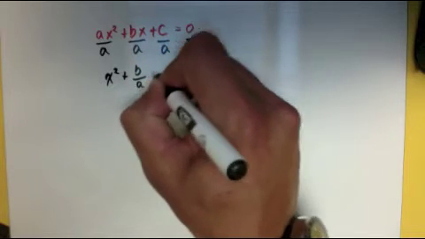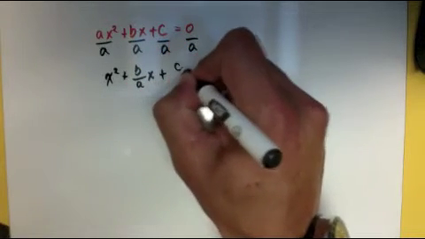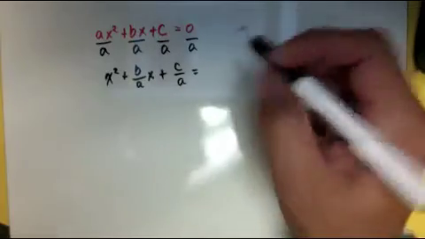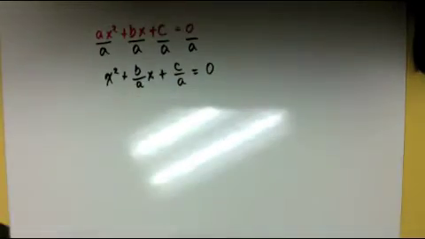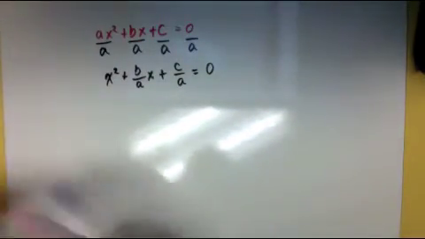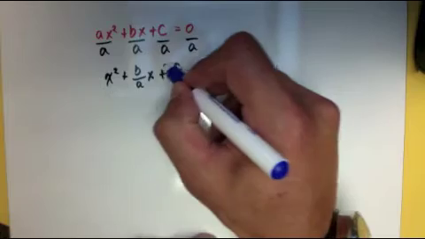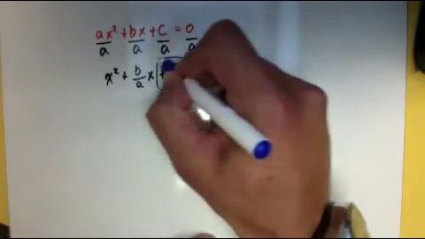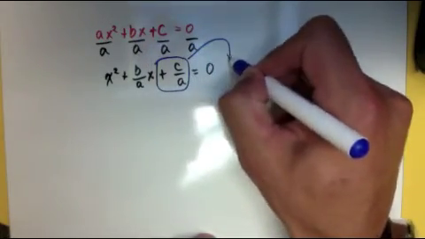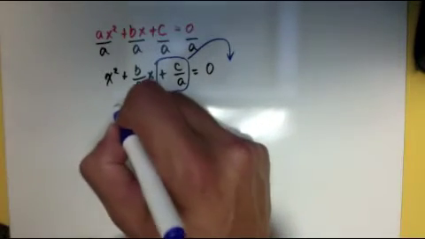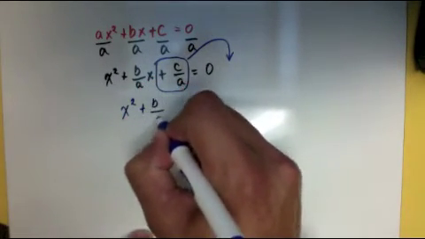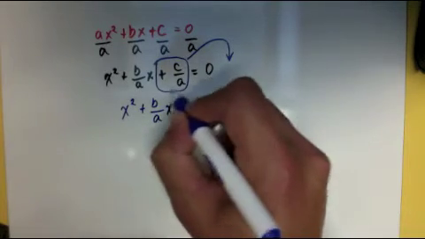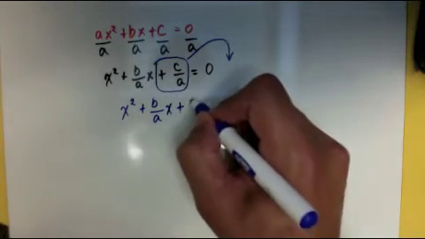Plus b over a, and we get c over a. Now over here, 0 divided by a, 0 divided by anything is 0, so we don't have to worry about that. Now the next step is I'm going to move this guy over here. Now if you remember, anytime you jump the equal sign, it becomes the opposite. So I'm going to give myself some room right here.